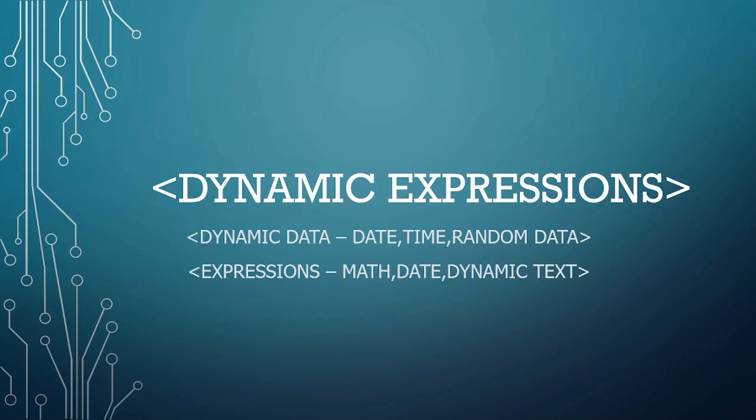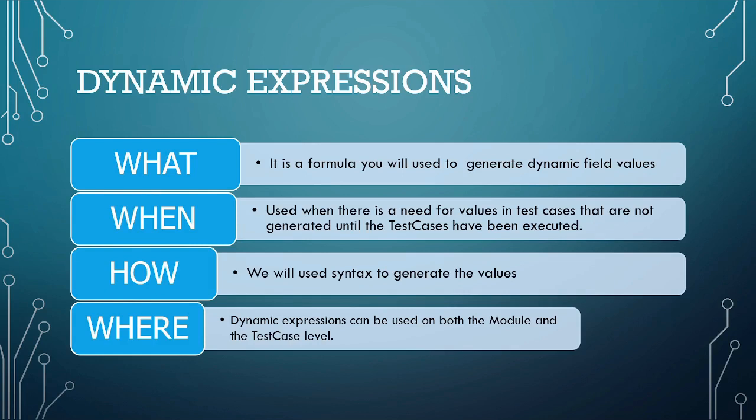And after that, once you find out what dynamic data is, there will be expressions like math, date, and dynamic text. These things we will discuss. So coming to what a dynamic expression is: a dynamic expression is nothing but a formula we use to generate dynamic field values. Every time we get a dynamic value, there is a hidden formula behind it that generates a value for you. That comes under dynamic expressions.